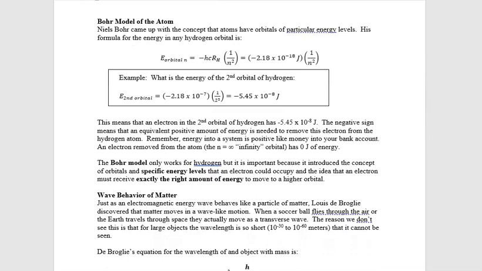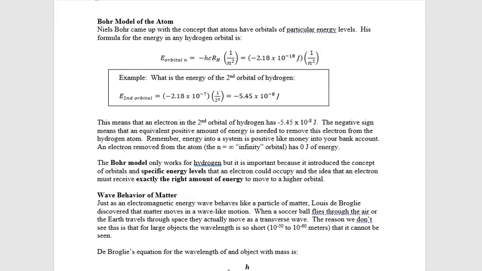Okay. Bohr model of the atom. Niels Bohr came up with the concept that atoms have orbitals of particular energy levels. His formula for the energy in any hydrogen orbital is. So this is the model of the atom we've been using throughout this course: the nucleus with the circles around it, first orbital, second orbital, third orbital. And so he came up with this equation. Again, it looks a little scary, but it's really not that scary.